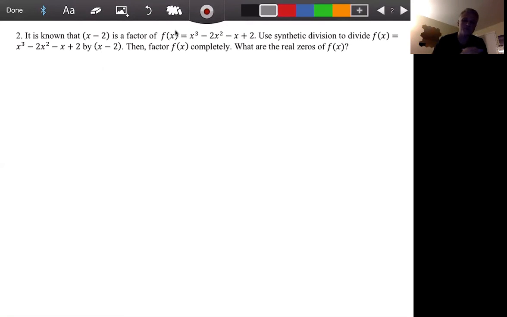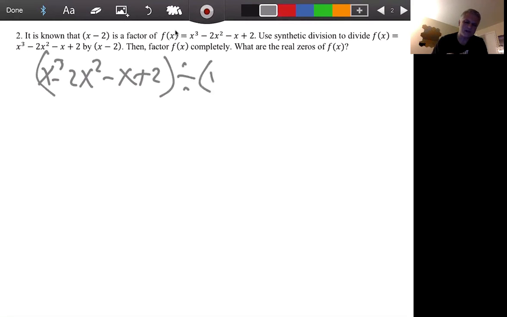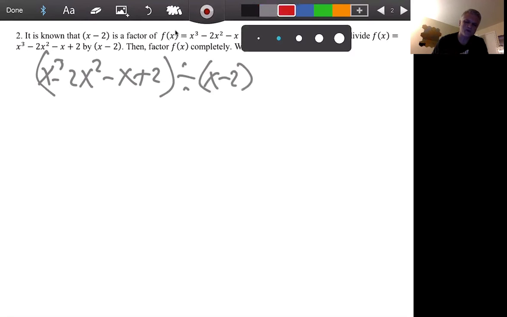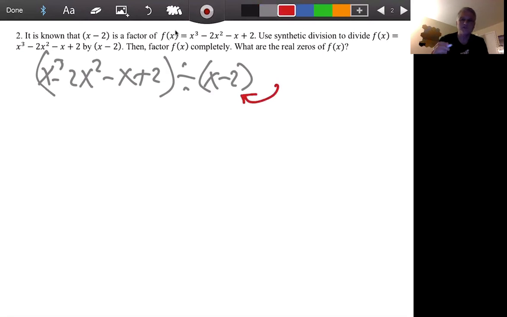Use synthetic division to do that dividing, and then keep factoring after that. And we want to then find the real zeros. So first thing we're going to do is, my question is asking me to take x cubed minus 2x squared minus x plus 2, and we want to divide it by x minus 2. So key here: x minus 2 is a factor. That means x minus 2 must equal 0. So that means that 2 is a 0.